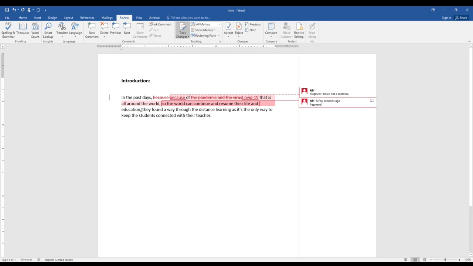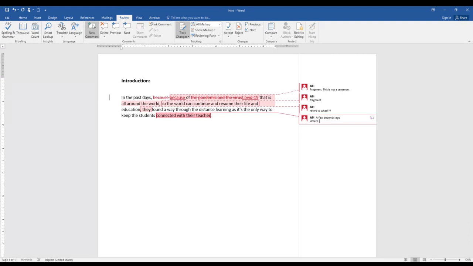Life and education, they found again, who? They refer to whom? Refers to what? Right? Found a way through the distance learning, as it is the only way to keep the students connected with their teacher. Yeah, where is your thesis statement? Where is your thesis? Where is your thesis statement? Okay, Binti? So you must rewrite it. You must rewrite it. All right.